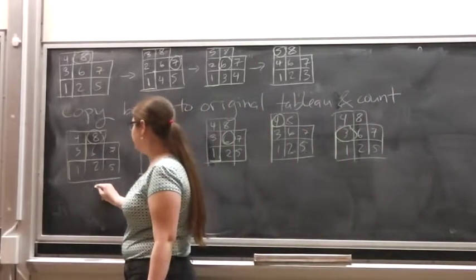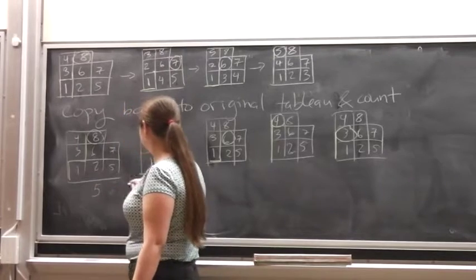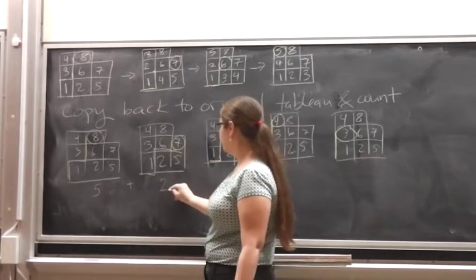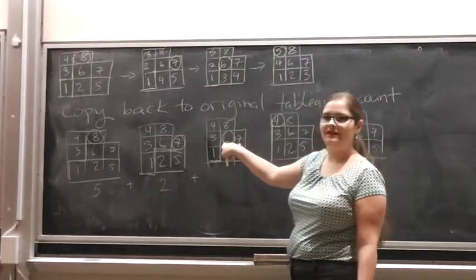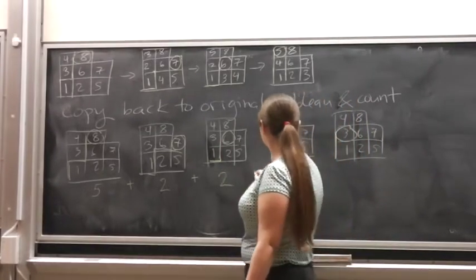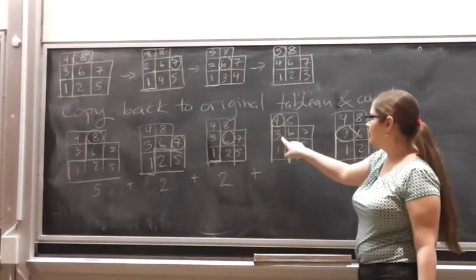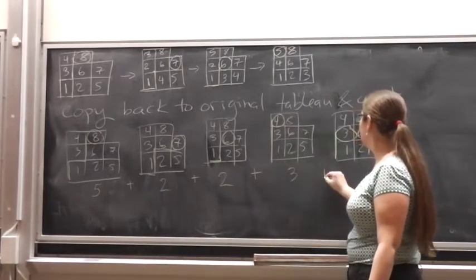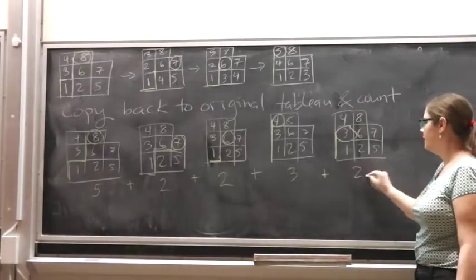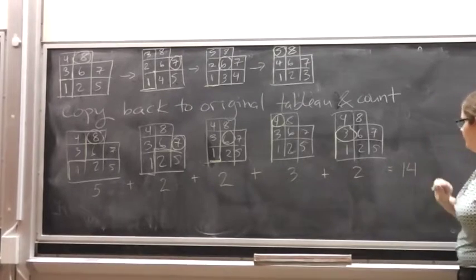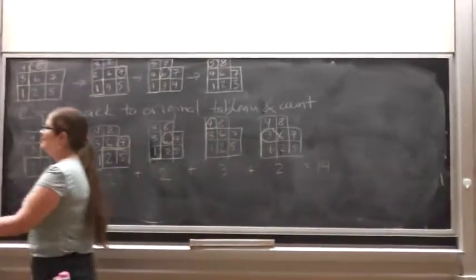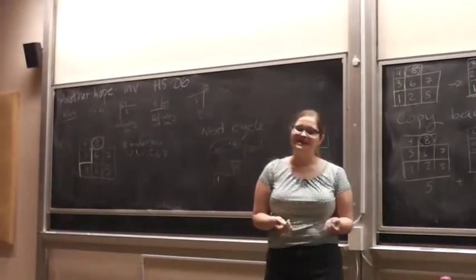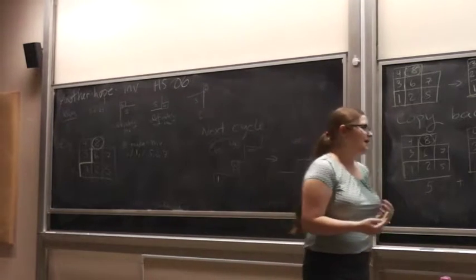So 8 makes inversions with 5 things. 7 makes inversion with 2 things. 6 makes inversions with 2 things, right? The 6 and the 7 are not making an inversion. 4 makes an inversion with these 3 smaller things, and 3 makes an inversion with these 2 smaller things, for a total of 14 inversions. So I say the statistic of this guy that we started with here is 14, and that's all the work I have to do every time I want to calculate one of these.